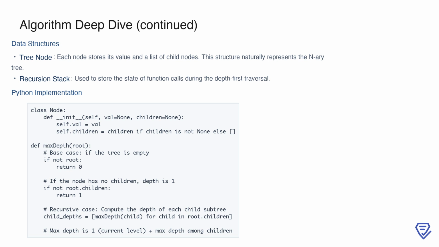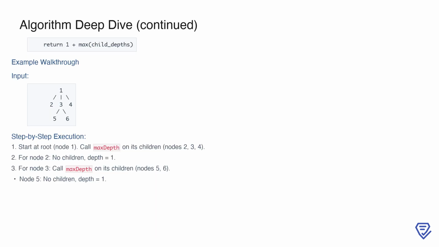In the recursive case, the function computes the depth of each subtree rooted at the children of the current node. Using list comprehension, we create a list of depths by calling maxDepth on each child node. Finally, the maximum depth of the current subtree is calculated by adding 1 to the maximum value in the list of child depths.